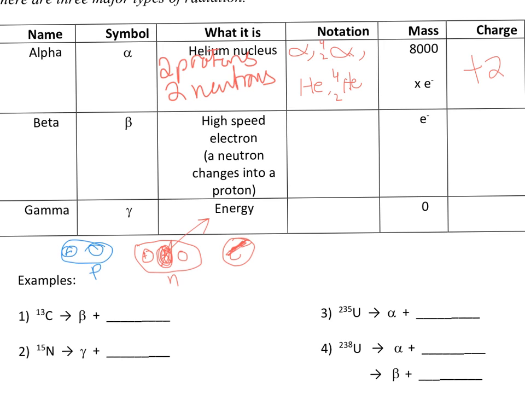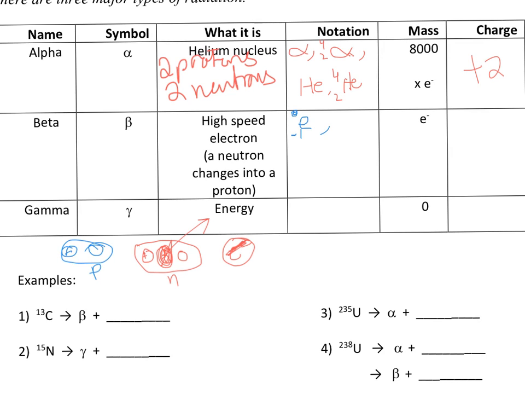So let's go back to our notation here. Since it's a high-speed electron, you can put an e, and usually we put the atomic number and the mass number, and so an electron has no mass number, it's 0, and its atomic number is actually -1, because it's kind of like the opposite of a proton almost.